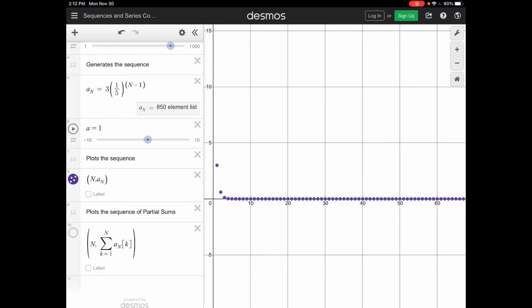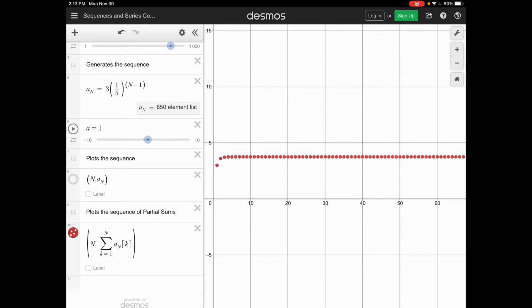All right, so graphically, if I graph the sequence itself, we'll see that the limit of the sequence, now I'm talking about the sequence of terms, not the series, approaches 0. Which means that it passes the nth term test.